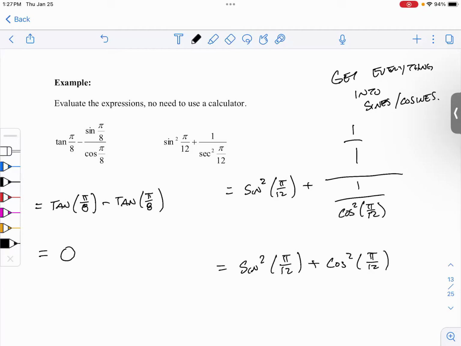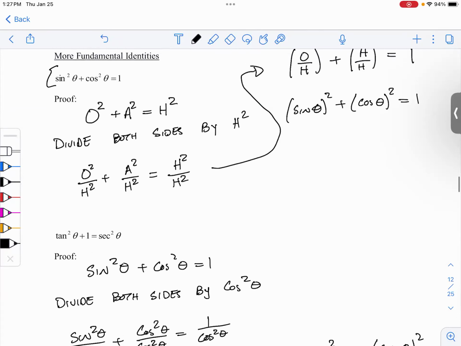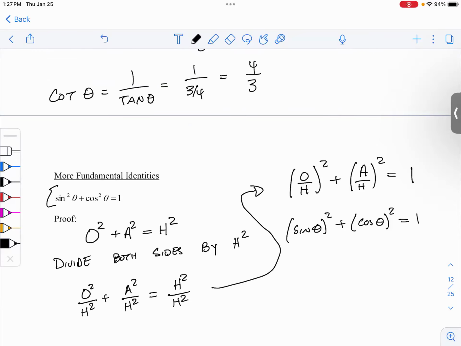And then look at this. Sine squared of an angle plus cosine squared of an angle is one. The fundamental identity. This is why I said put it at the top of your cheat sheet. This fundamental identity, being able to recognize this, helps everything.